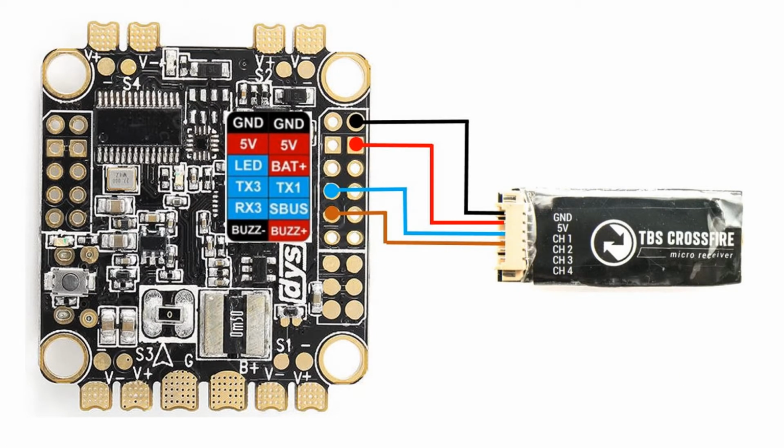This is how I've wired up the Crossfire micro receiver to my DYS F4 Pro. Ground and 5V, it's pretty straightforward. To the ground and 5V tabs on the board, you can choose either two of those ones. Then channel 1, that's going to come through to your TX3. And if you want telemetry, you can hook up channel 2 here to RX3.